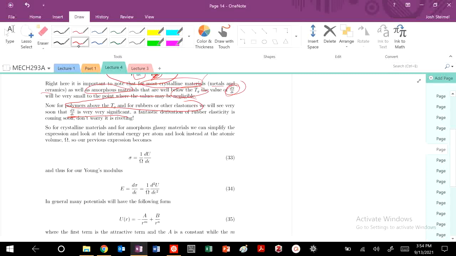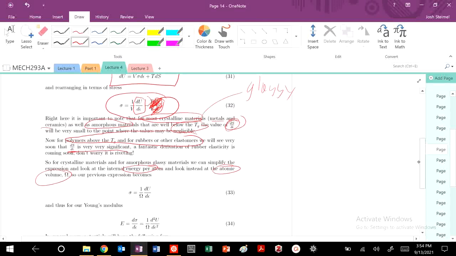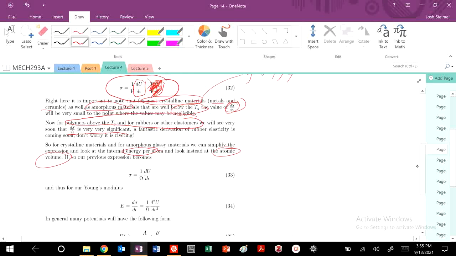So instead of looking at the internal energy per bond or per atom, one of the ways we can derive this expression is by looking at the atomic volume, or this omega. So if I look over here, instead of looking at the volume, I could just look at the atomic volume, omega. So I still have my expression here. Where did my entropy term go? Well, we're looking at metals to begin with, so we don't care about that.